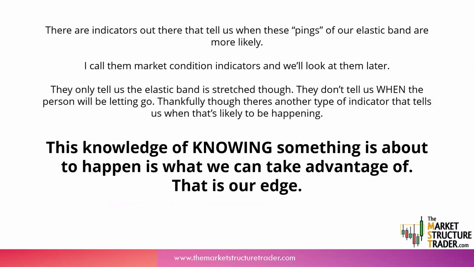So there are indicators out there that tell us when these pings of our elastic band are more likely to happen. We've looked at one of them, the RSI. There's lots of other indicators that can tell you that, things like Bollinger Bands. There's other oscillators that you can use, but basically I call those market condition indicators. We'll have a look at them again a little bit later on. But they only tell us that the elastic band is stretched. They don't tell us when the person is going to be letting go of that elastic band. But thankfully, there's other indicators out there that will tell us that, and those are your signal indicators.